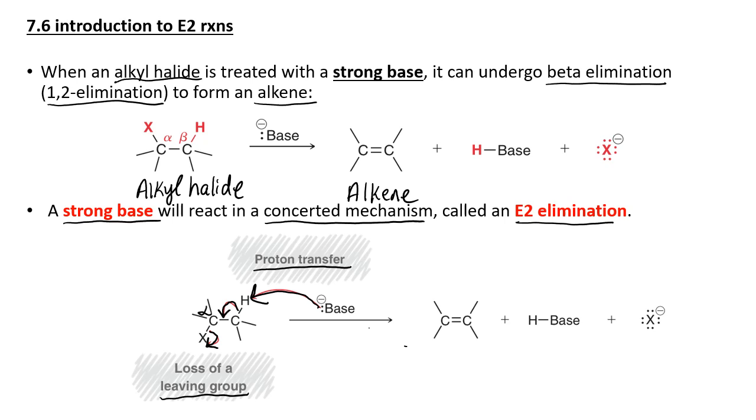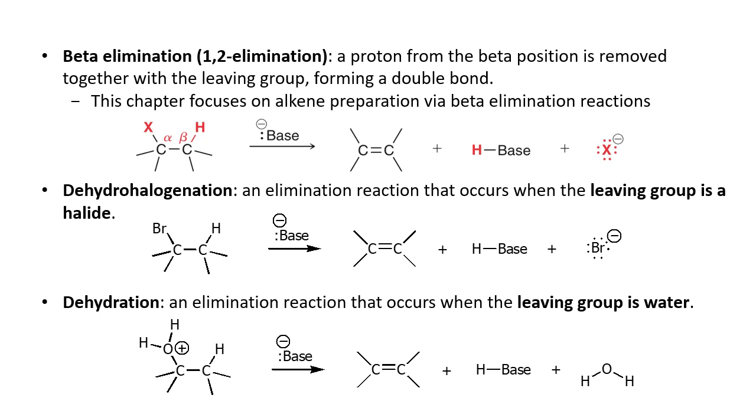So your alpha carbon has the halide and your beta carbon has the proton that's being extracted. The beta 1,2 elimination, like I said, is simply a proton being removed from that beta position. The leaving group leaves with a pair of electrons and your double bond is formed. So the beta elimination is just your simple E2 elimination, and then we also have some more specific characterizations of elimination reactions. We have a dehydrohalogenation, in which the leaving group is a halogen, and then we have a dehydration, in which the leaving group is a water molecule. Both good leaving groups, and both can undergo these beta 1,2 eliminations.